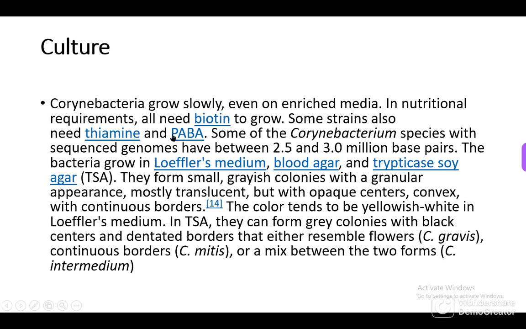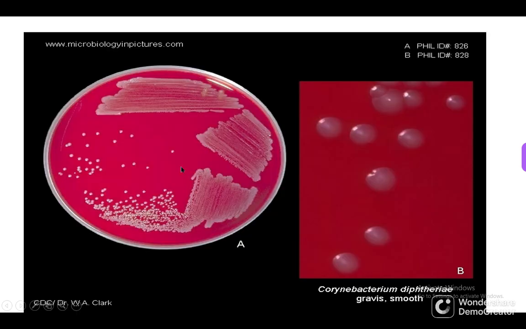So different types of species will cause different types of colonies. But they need biotin to grow. Some strains need thiamine and para-aminobenzoic acid, so you add these to the Loeffler medium. Now this is what they described. It is Corynebacterium diphtheriae. The colonies are described here in the high microscopic fields and the low microscopic fields, just like this. They are emerging with a flower-like appearance in the colonies.